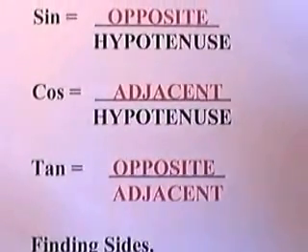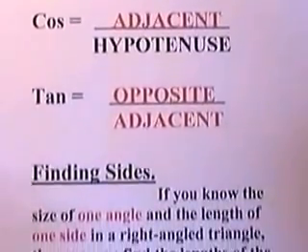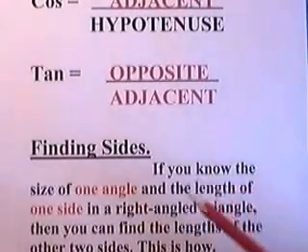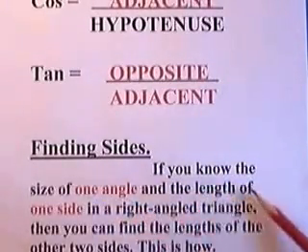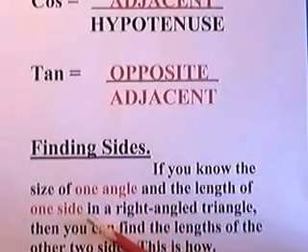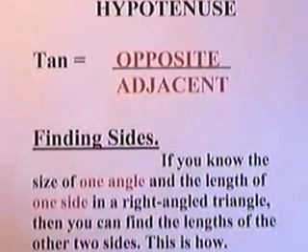We are going to look at how we find some sides in a right angle triangle. First of all, you need to know one angle and the length of one side. If you know one angle and the length of one side, then you can find the lengths of the other sides. Okay, and this is how you would do it. Let's look at example 1.